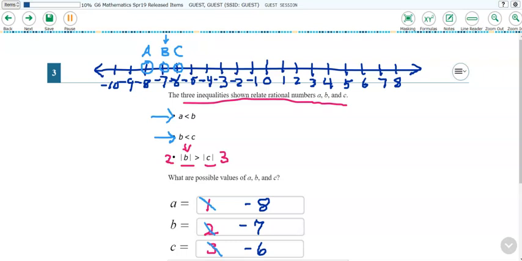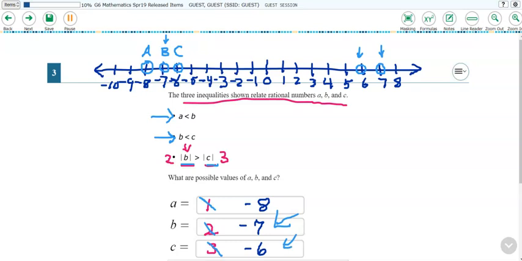All right, now this is where it kind of gets tricky. The absolute value of B. So the absolute value of B is the distance from 0, and so it's going to be a 7, because it's not a negative number. The absolute value is distance from 0, not in a positive or negative way, just the number. How far is it from 0? Well, it's 7 from 0. And then C is 6 from 0. So the absolute value of C is 6.